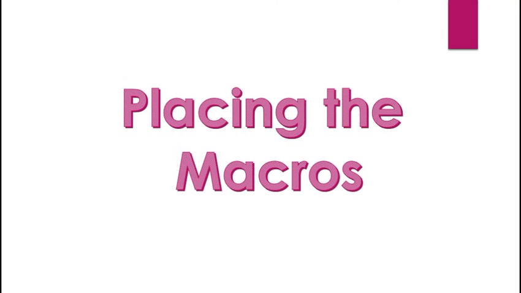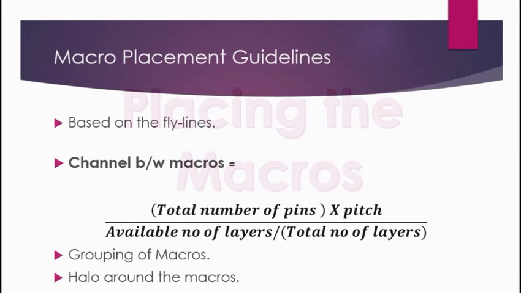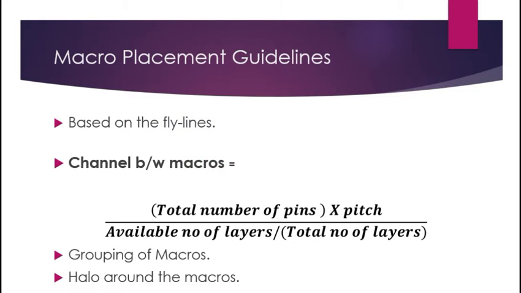So the next step is placing the macros. Now we will see how we place the macros at the floor plan stage. So here are some macro placement guidelines which we should follow while placing the macros. Macros should be placed based on the fly lines. Fly lines basically show the connectivity between macro to macro and between macro to pins.